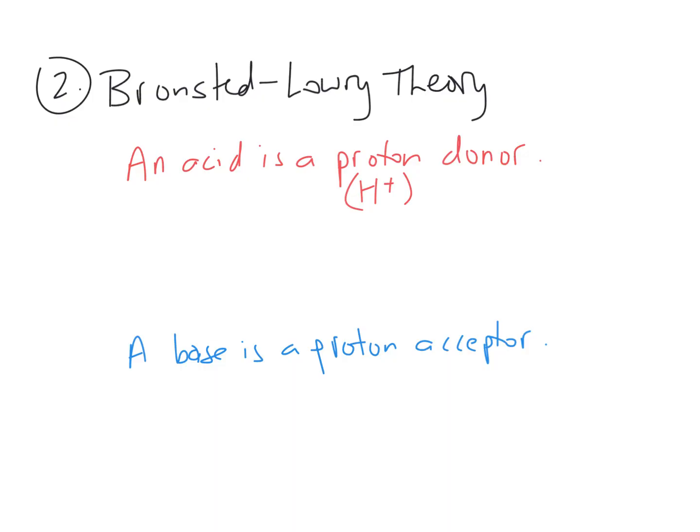This is a really useful, really practical, probably the best theory for describing how an acid and base are different for high school chemistry, to be quite honest. So what it says is, an acid is a proton donor. Okay, and remember, we're talking about H plus being the proton, and a base is a proton acceptor.